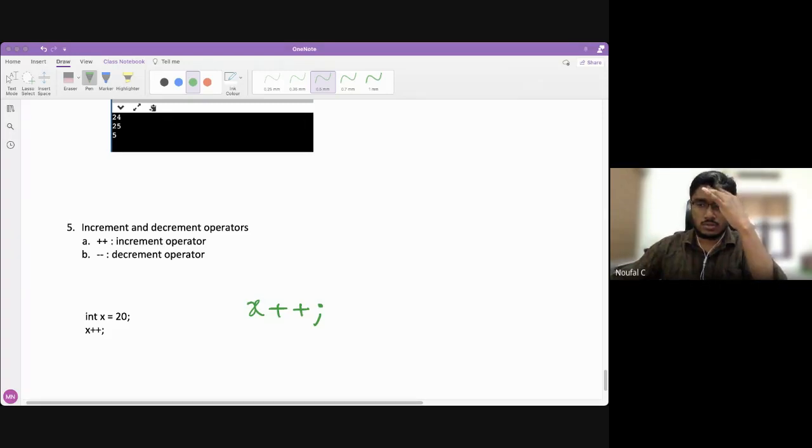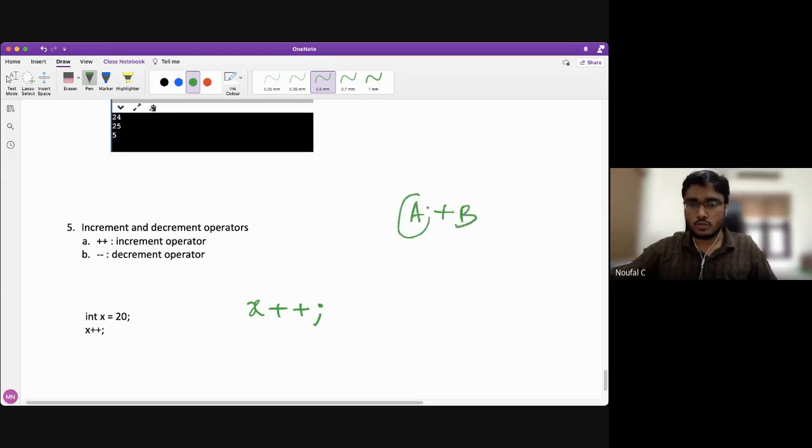So the opinions are mixed, and there is no large percentage of students saying the same answer. So I think I need to clarify something. When do we say an operator is binary? The moment I say the operator is binary, it needs two operands to work. Two operands, not two operators.